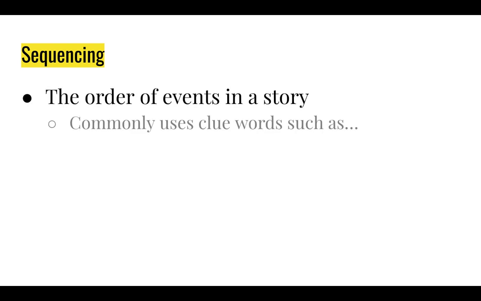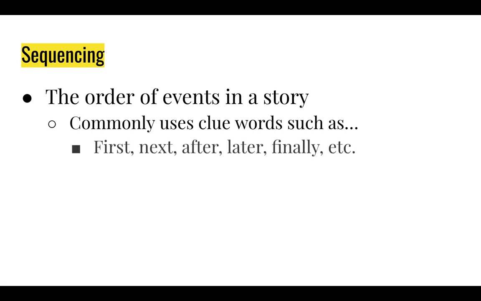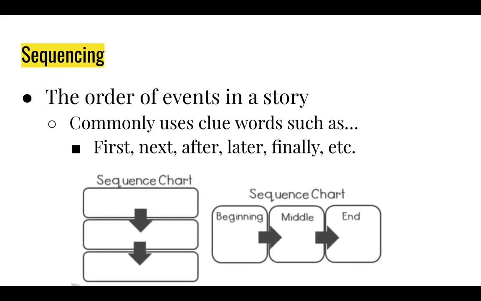Now, after setting, readers should also be focusing on the sequencing or the order of events in a story. There's usually common words that are used to let the reader know when something's going in sequence. Some of those words are first, next, after, later, finally, and a whole bunch more. And if you remember, we also have those sequencing charts that we talked about this year that help you keep those major order of events happening together as you read a story.